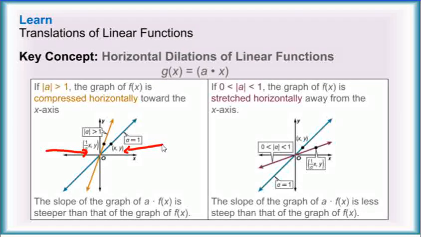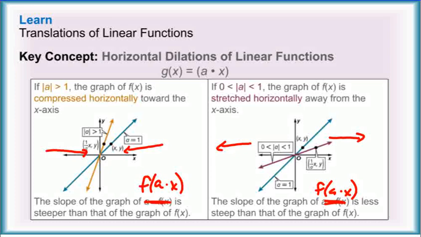So here, this one really should be f of a times x. And this one also should be f of a times x, because this is a horizontal dilation. For a stretch horizontally, that means I'm stretching it horizontally, going outward like that, which just makes it flatter. So a stretch horizontally is the same as a compression vertically.